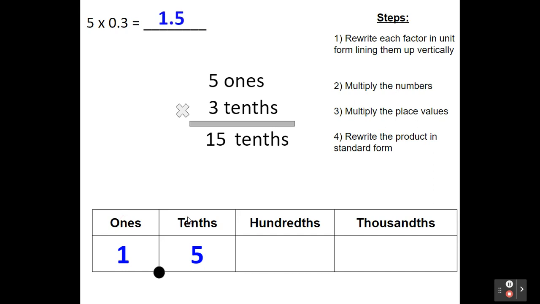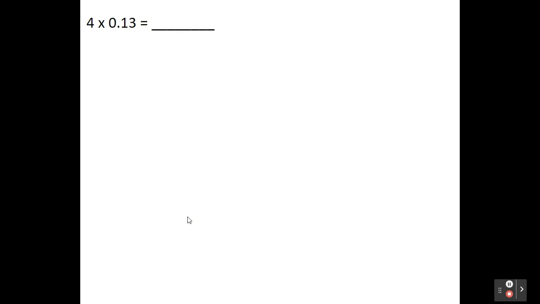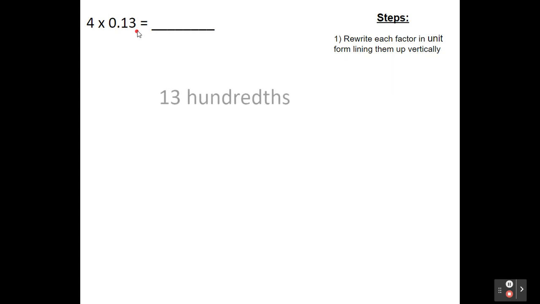Let's try another problem. Here we're going to multiply 4 times 13/100. The first step is we're going to rewrite each factor in unit form, lining them up vertically, which means one on top of the other. I like to place the number that has the most amount of digits on top. So since 13/100 has more digits, it has two digits, 1 and 3, we're going to place that on top first. So 13/100 times 4 ones, since the 4 is in the ones place.